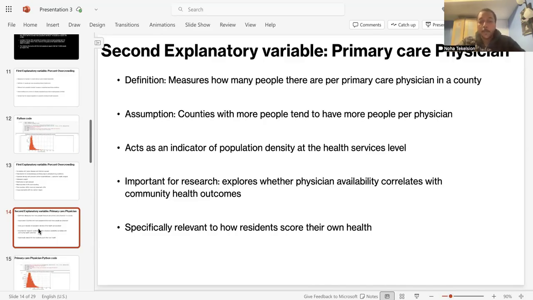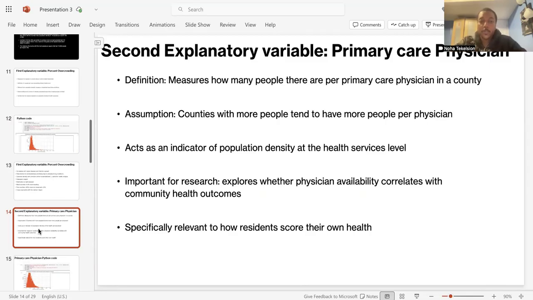That's actually percent of fair or poor health, which is measured by the person themselves. Our response variable is a person is polled and asked, do you think you have excellent, very good, good, fair, or poor health? And that person is responding themselves. So it's a self-measured variable.